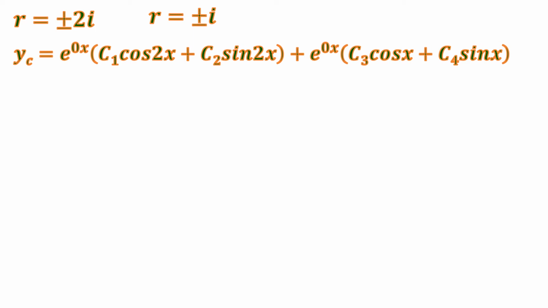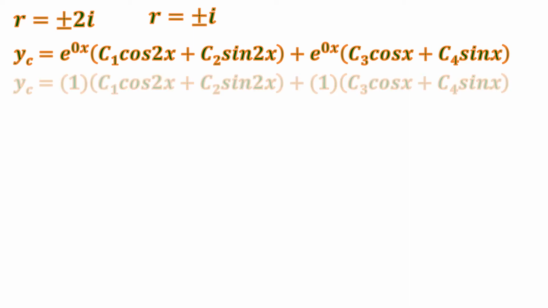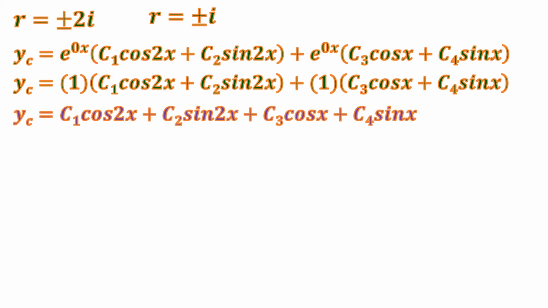So the 2 is in the imaginary part. Plus e to the 0x, this is for the other root, the other r, the 0 plus minus i. c3 cos x plus c4 sine x. So to simplify, we change e to the 0 into 1, and this is our complementary solution. And then we need now the particular solution.